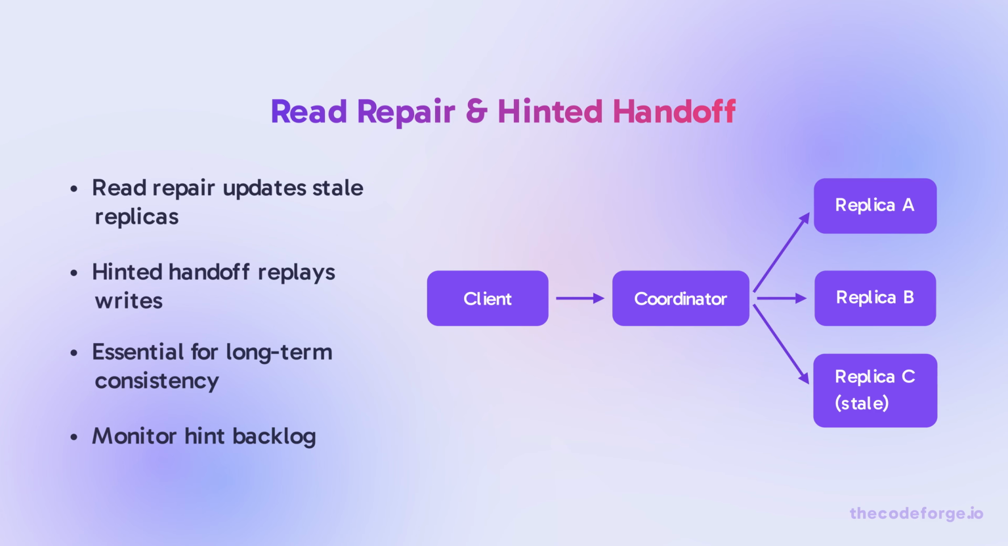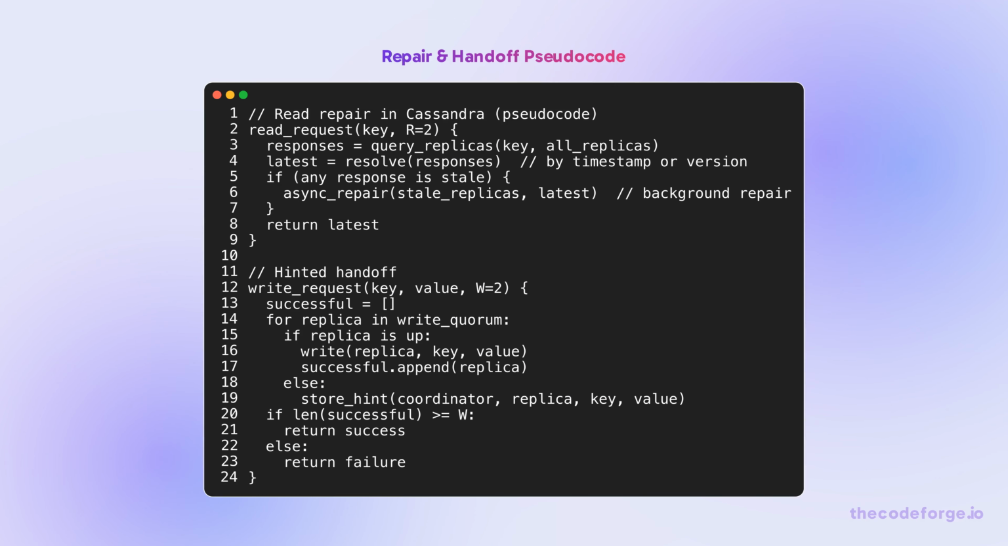To maintain consistency over time, distributed databases use read repair and hinted handoff. Read repair occurs when a read detects that some replicas have stale data. It updates them in the background. Hinted handoff stores writes for temporarily unavailable nodes and replays them later. Here's pseudocode for read repair and hinted handoff. Read repair updates stale replicas asynchronously. Hinted handoff stores a hint on the coordinator if a replica is down and replays it later.